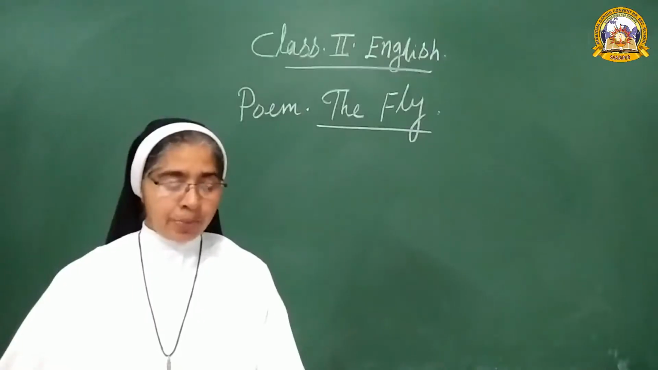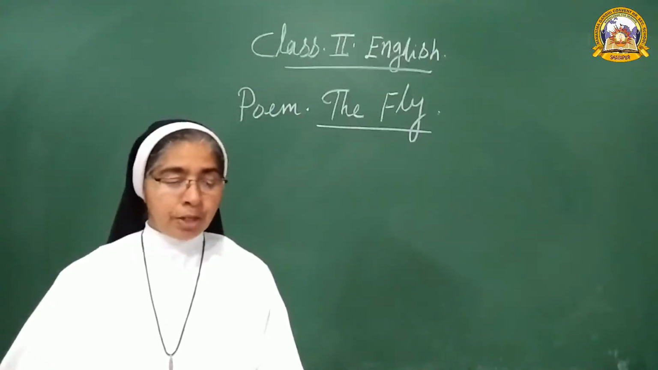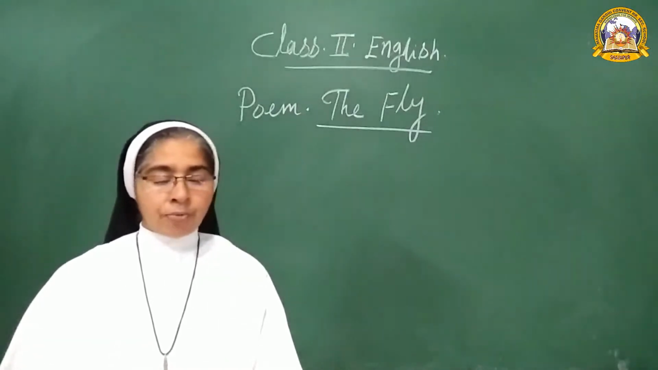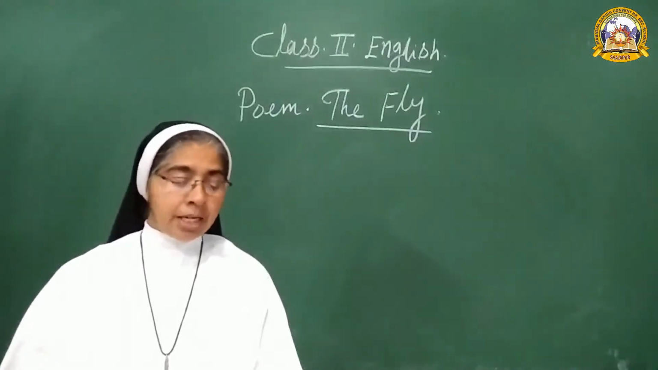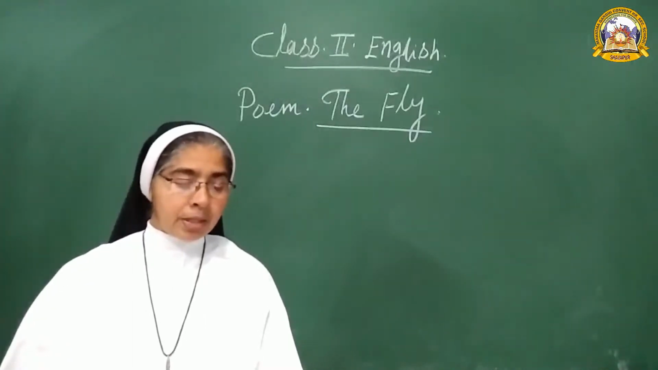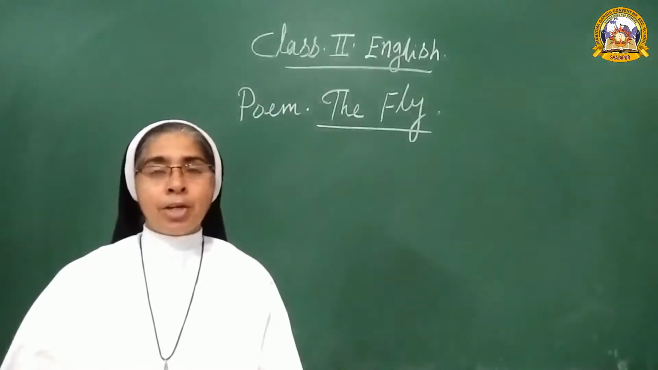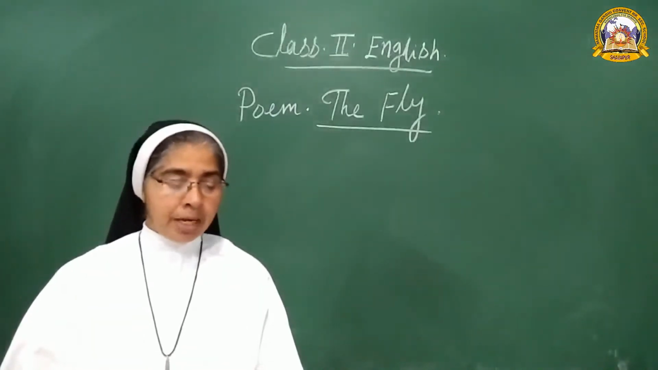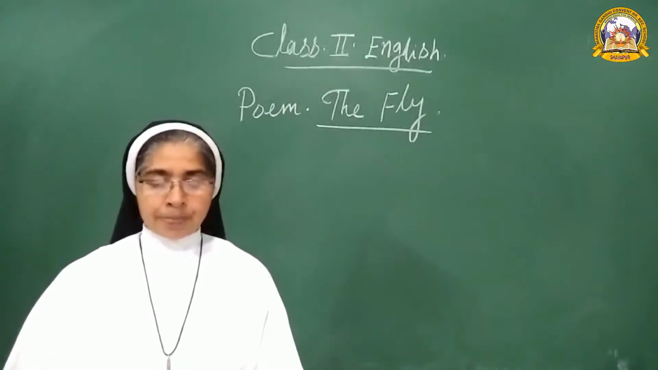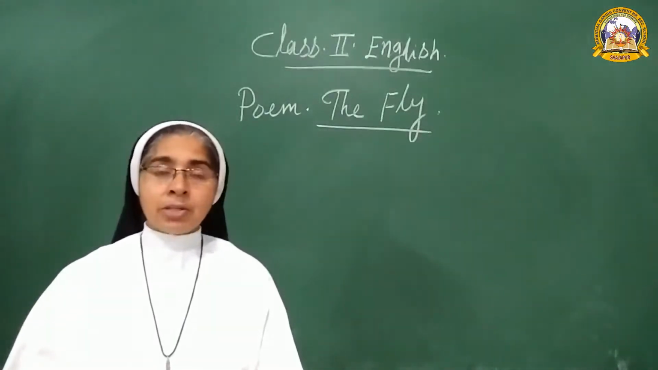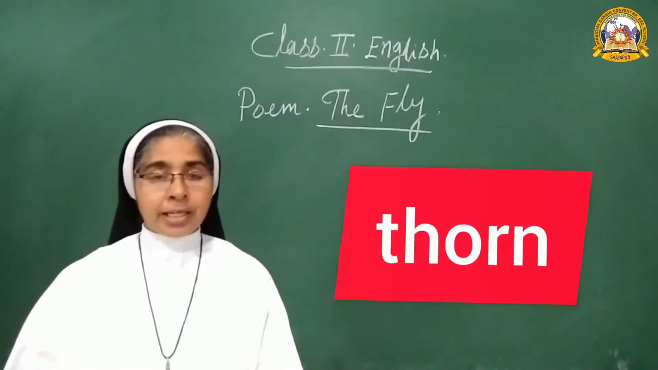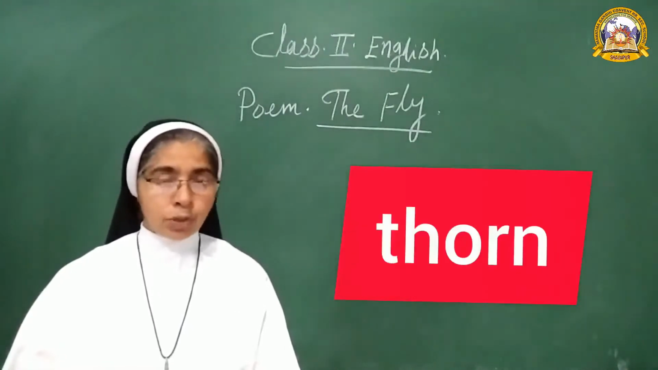Now, next page, page number 22. Pick the meanings of the underlined words. In each sentence, one word is underlined. You have to pick the meaning of the underlined word. Its prickle like a spear. Options: petal, thorn. Prickle means thorn. You can tick thorn.